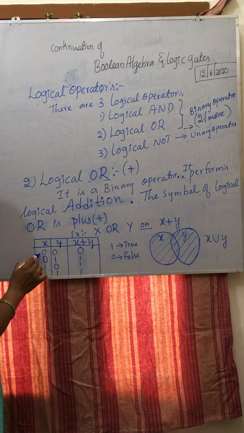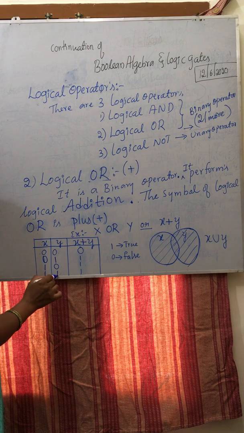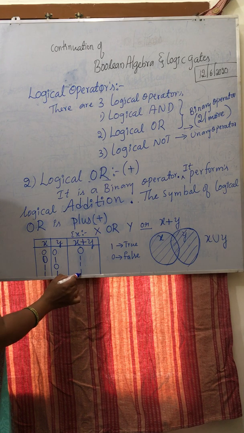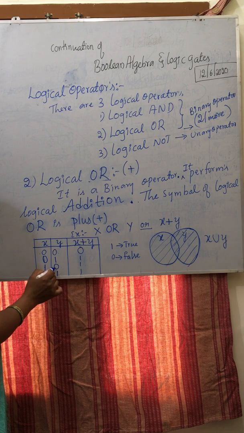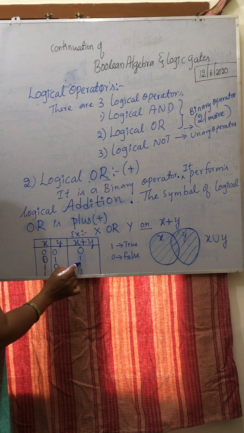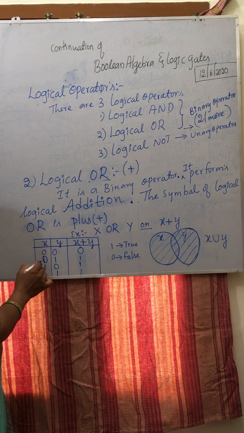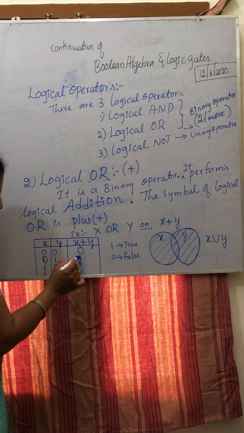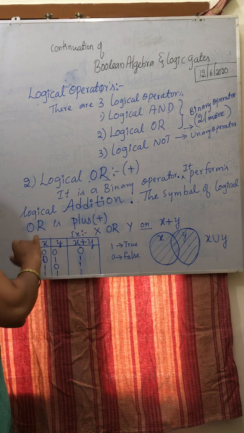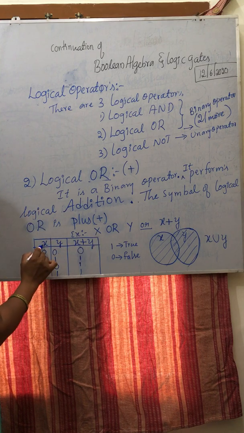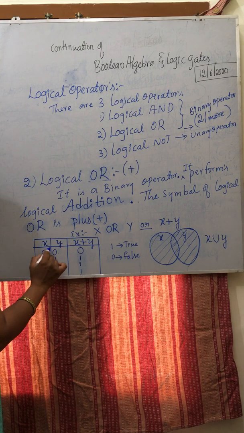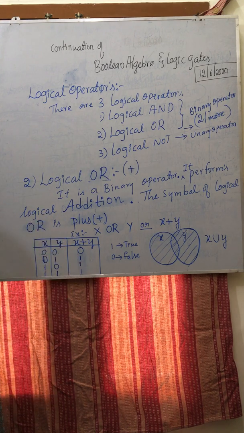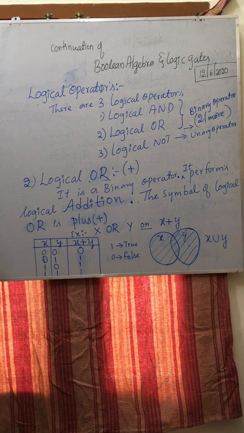If the value is present in X and the value is present in Y, then the result is true. The value present in X, the value not present in Y, then also it is true. When the value is not present in X, the value present in Y, then also it is true. When it is not present in both, X also 0, Y also 0, both are false, then only we are going to get the result as false. This is the scenario of your logical OR operator.